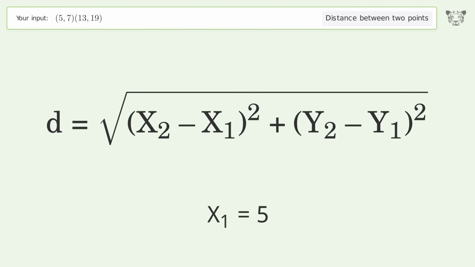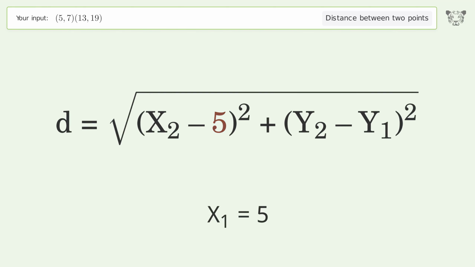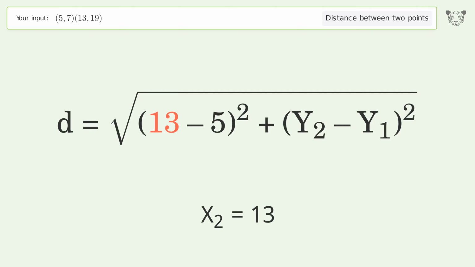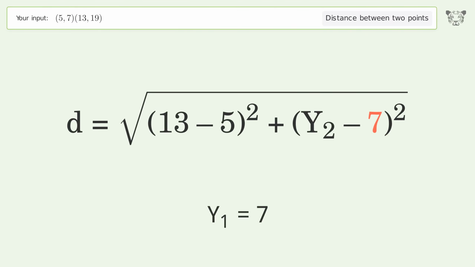x1 equals 5. x2 equals 13. y1 equals 7. y2 equals 19.